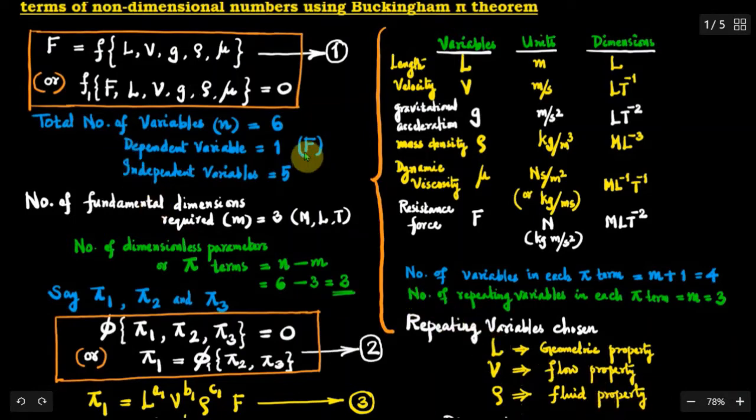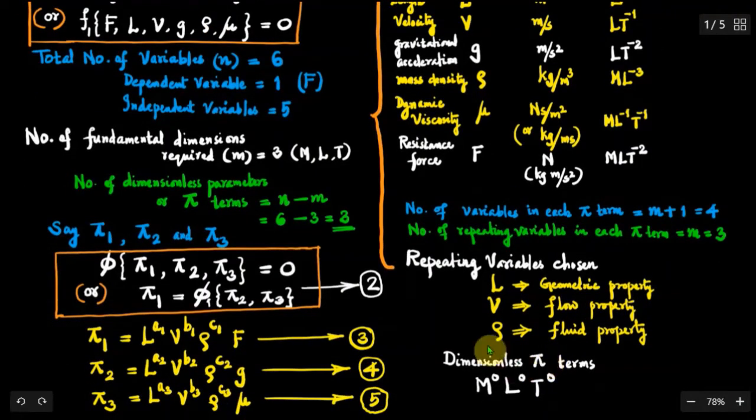So the property of seawater, here we consider its mass density and the dynamic viscosity. Out of them, the mass density is more relevant here because of the involvement of free surface flow and the gravitational effect. So we consider the mass density as the third repeating variable. So once we select the repeating variables L, V and rho, we can formulate the pi terms now.